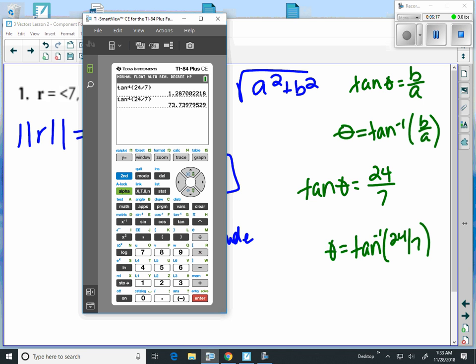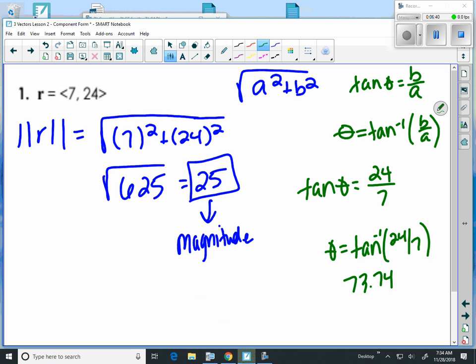Okay. Now, if you get a weird number, like what I just did, first we need to check our mode, make sure it's in degree measure. Second, if you get a negative angle measure, we're going to talk about that in a second, but if you get a weird one or a negative one, there's something that you have to do. So weird, we just need to change the degree. So it should be 73 point, we're going to round up 74. So theta, that's the direction angle, is 73.74.